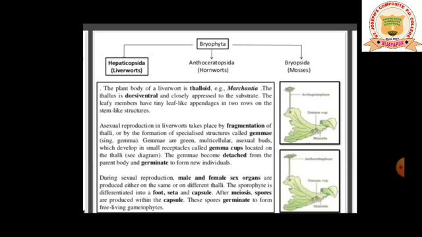Now in case of gemma, they are going to produce small receptacles called gemma cups. Small gemma cups, you are going to see on the main plant body. Then each gemma is going to get detached from the parent body and going to grow into a new individual.